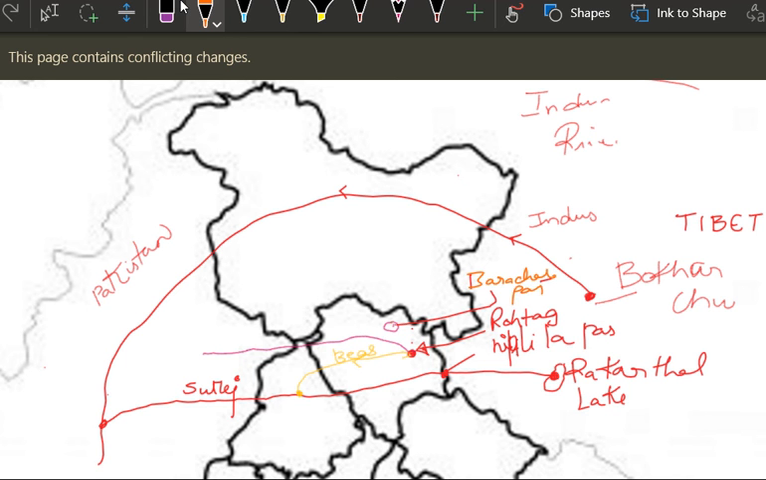From there, as I told, Chenab starts and goes into Jammu and Kashmir. It passes through Jammu and Kashmir, enters Pakistan, and at the last, it joins Sutlej. This is Chenab. Even this is called Chandrabhaga.